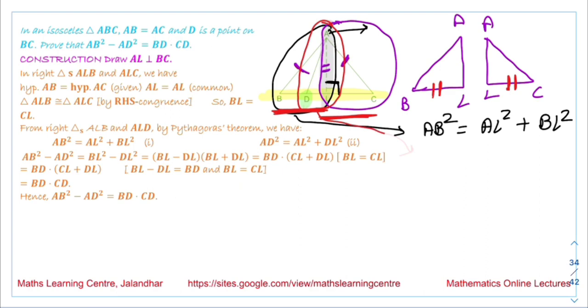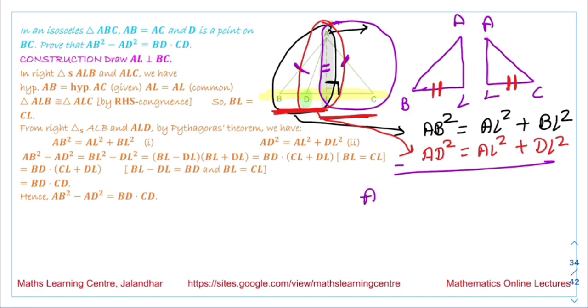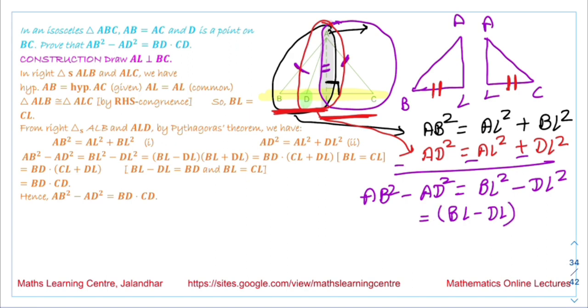In this triangle ALD, we have AD square equal to AL square plus DL square. Now if we subtract both these equations, we get AB square minus AD square equal to BL square minus DL square, and this value is equal to (BL minus DL) into (BL plus DL).